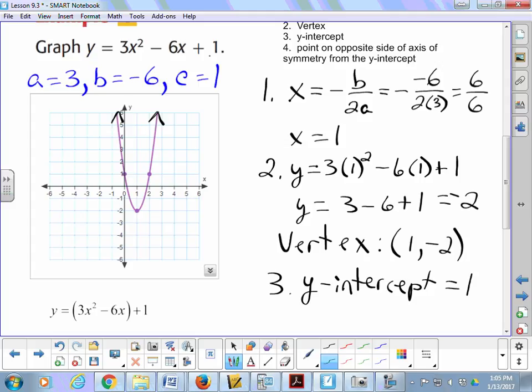So we find the vertex, or the axis of symmetry. Use that to find the vertex. Graph the vertex, y-intercept, and then that other point. Right?